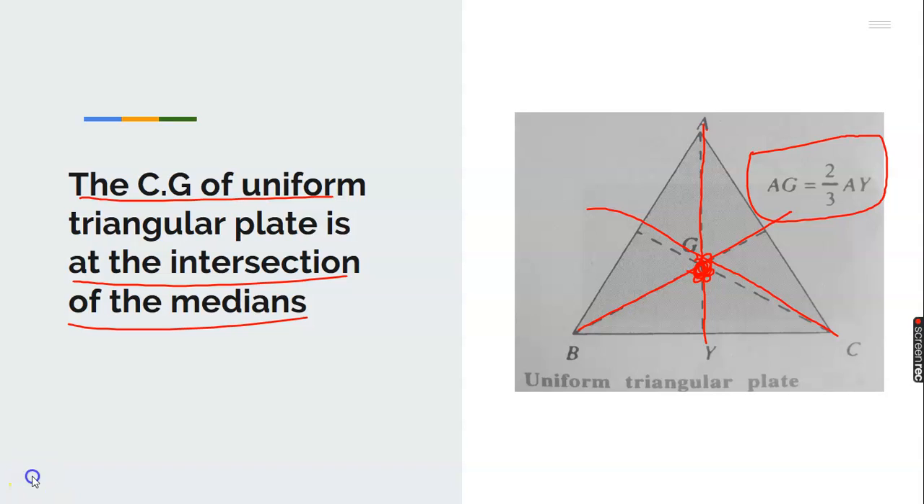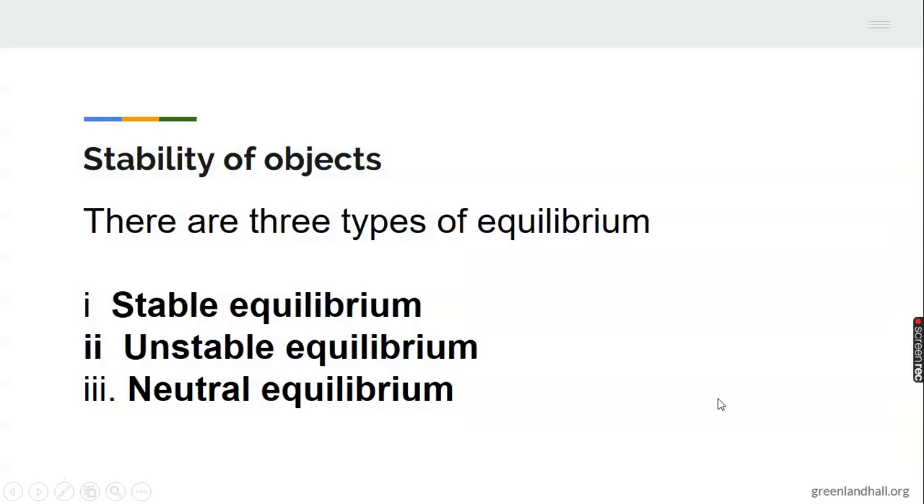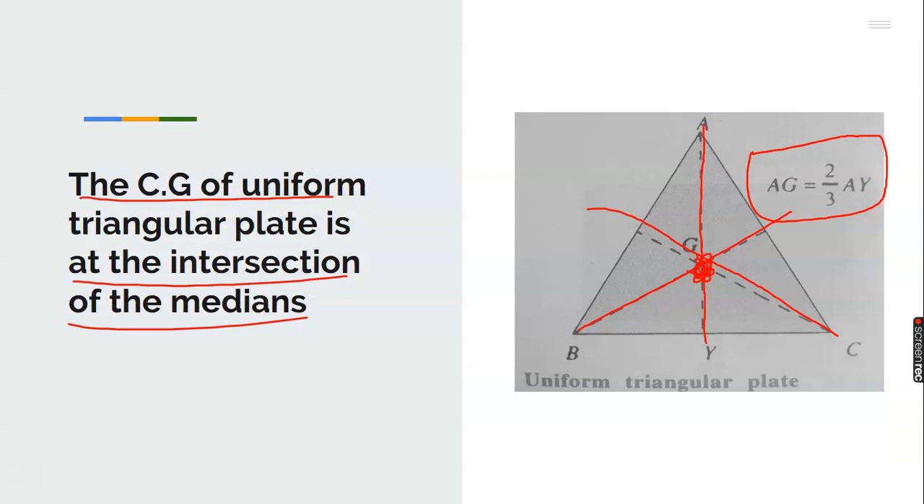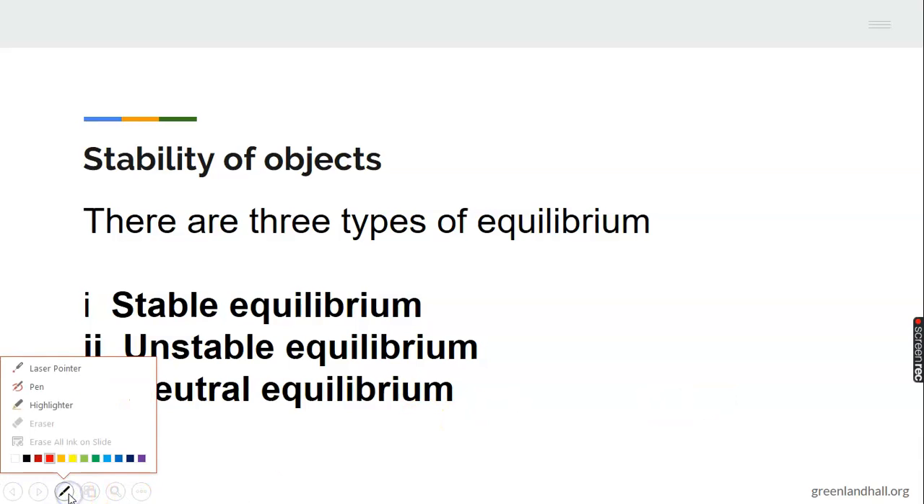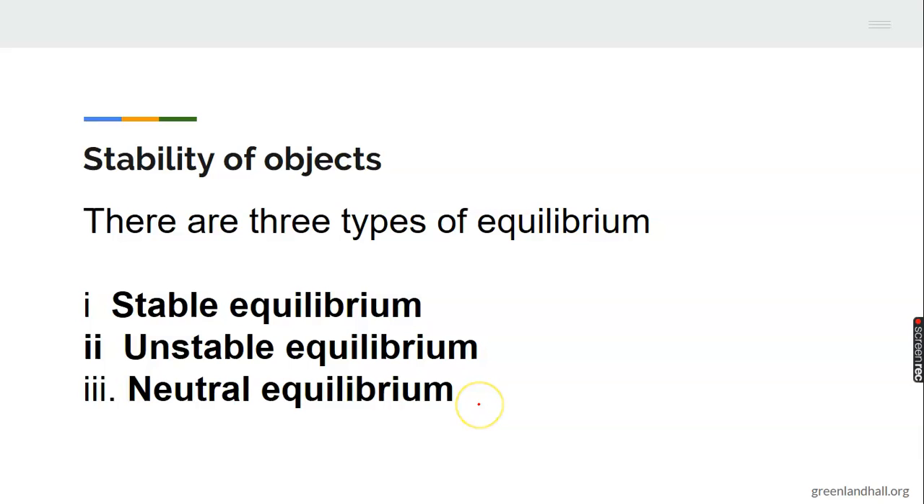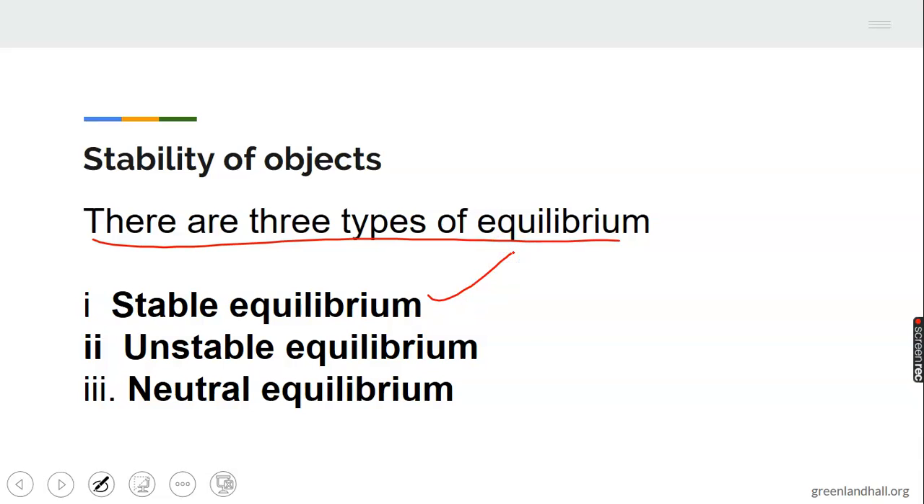Now, we move to the stability of an object. Now, there are 3 types of equilibrium. We have stable equilibrium, unstable equilibrium, and neutral equilibrium.